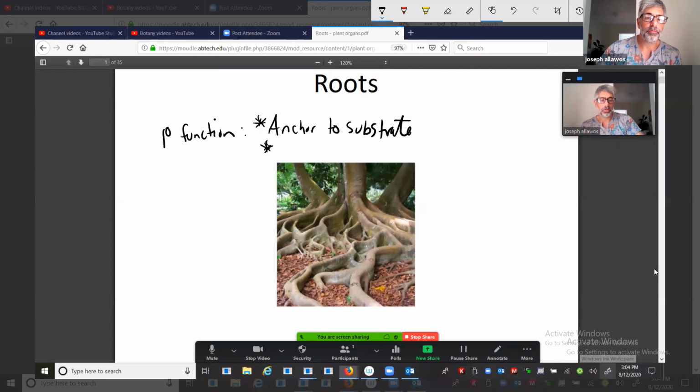The other very important primary function of roots is absorption. What do plants absorb? Water and nutrients. So the roots are very well adapted to absorbing water and nutrients directly from the earth, from the soil. Or if it's a water plant, they can absorb them straight from the water. And then it also anchors the plant and supports it. Okay, so we have that.